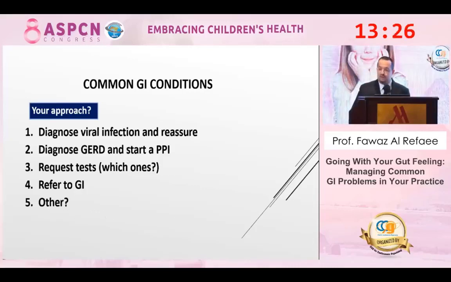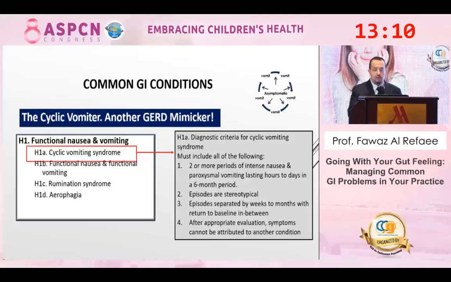Diagnose reflux again? Okay, but reflux doesn't happen once or twice a month. Usually it's constant with chronic symptoms. You don't get symptom-free intervals in between. This is a diagnosis of exclusion of cyclic vomiting syndrome. Okay, I see a lot of missed cases of cyclic vomiting syndrome.